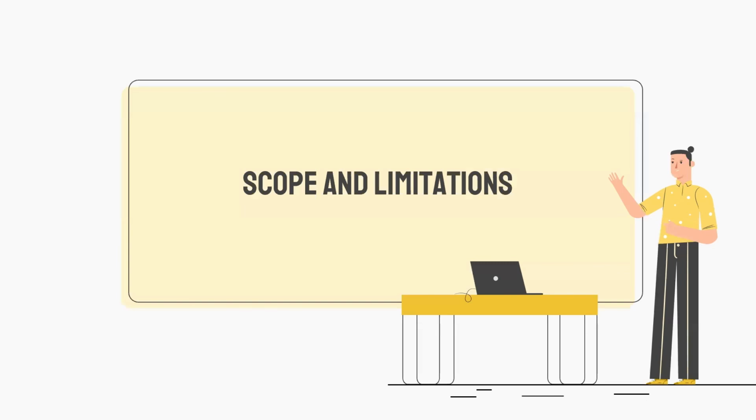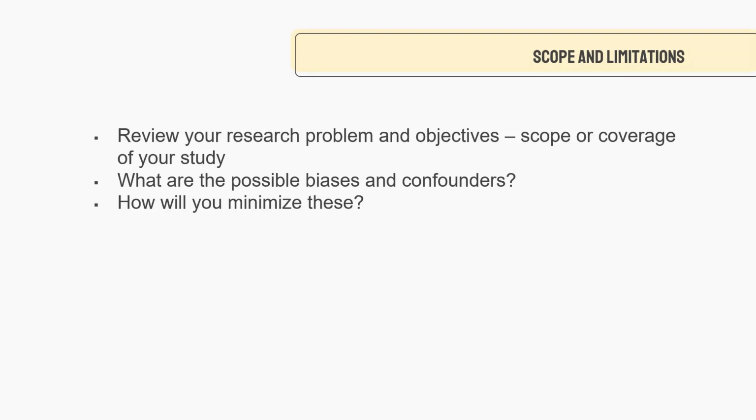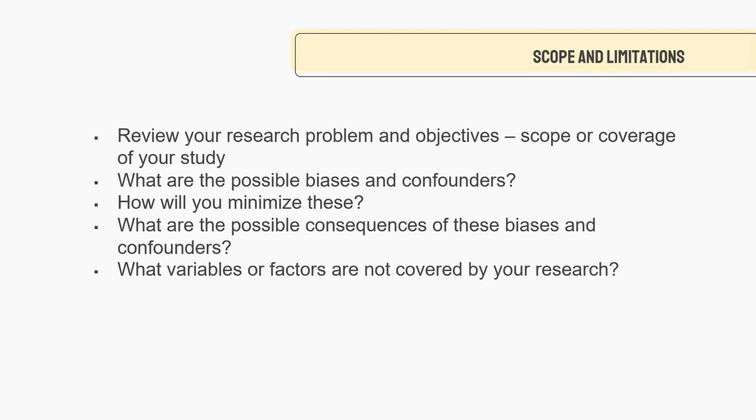For the scope and limitations, first review your research problem and objectives, that is the scope or coverage of your study. And then identify what are the possible biases and confounders. How will you minimize these? What are the possible consequences of these biases and confounders? How would they affect your results? What variables or factors are not covered by your research? Okay, so you can state all of that. It's better to be honest and forthright about your limitations, so it makes you more trustworthy to the reader.